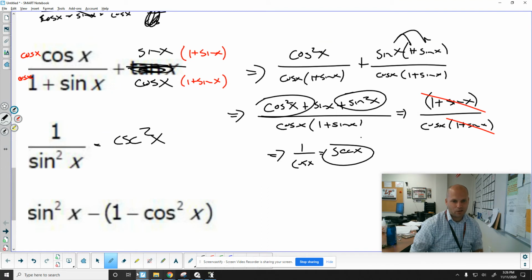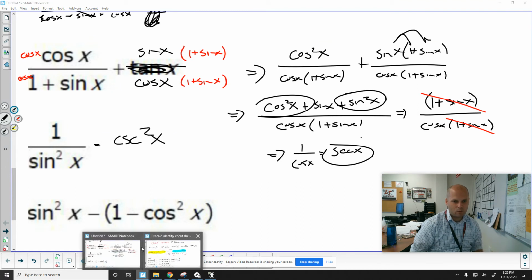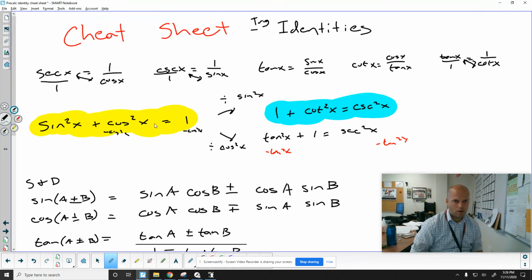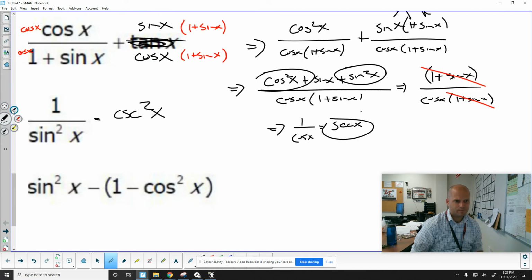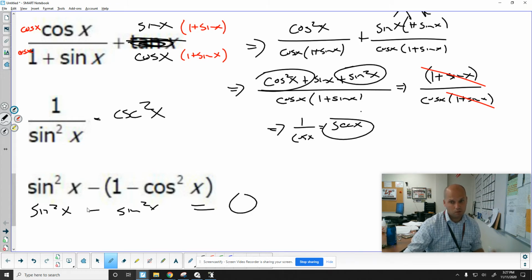1 minus cosine squared. Look at this guy on the right. 1 minus cosine squared. 1 minus cosine squared is sine squared. So wait, hold on a second. Is it turning into 0? Yep. This is sine squared. This turns into sine squared. Sine squared minus sine squared, 0.